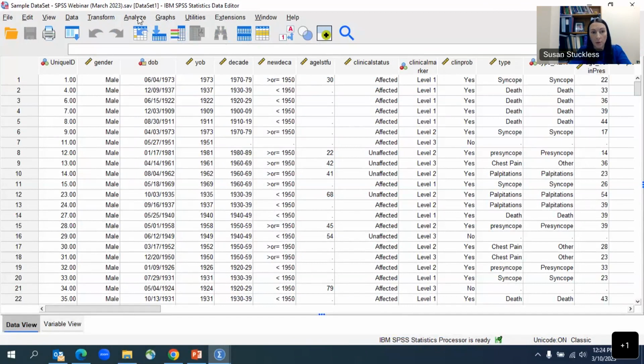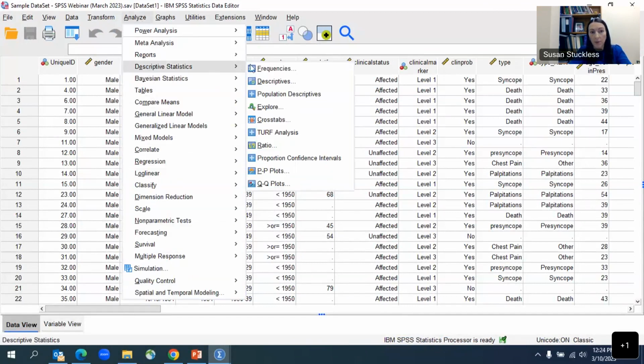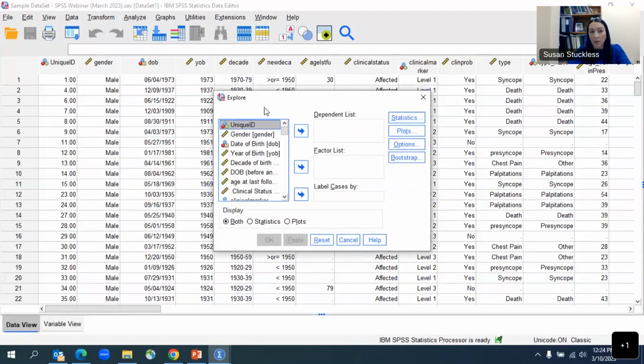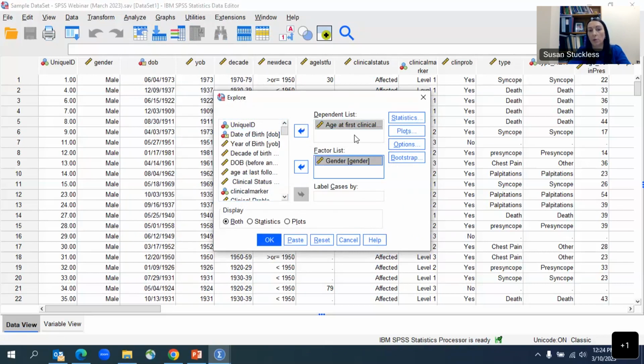So for that situation, you go to Analyze again, Descriptive Statistics, but now I'm going to go to what's called the Explore tab. And within this situation, the dependent variable is going to be your age at first clinical presentation, say, and gender. Because maybe I want to do a t-test on this, and I want to make sure that my dependent variable is normally distributed for males and for females. So then I know I can use a t-test.